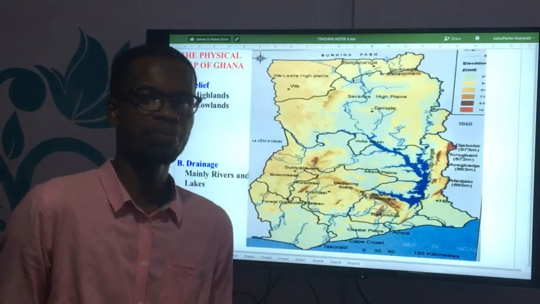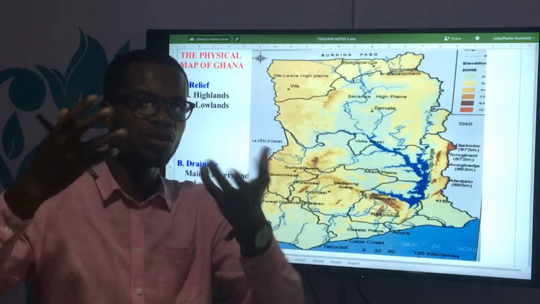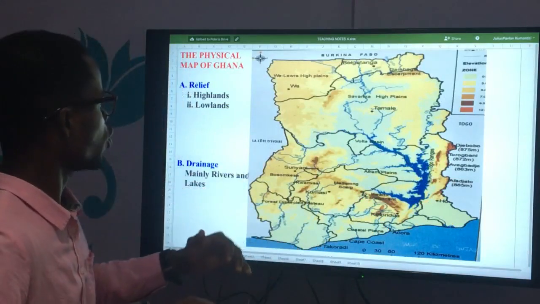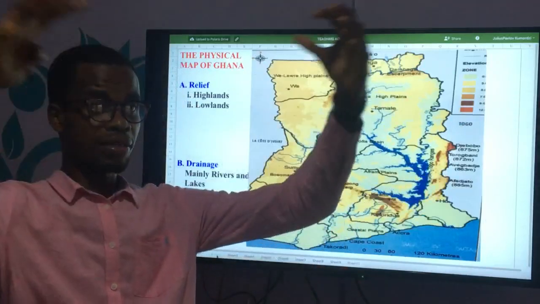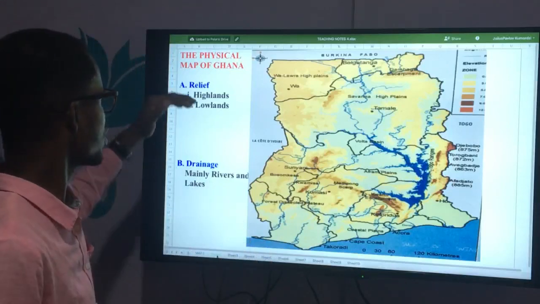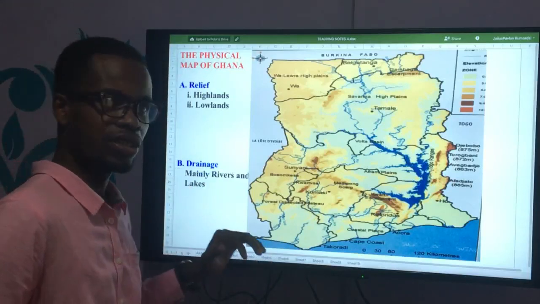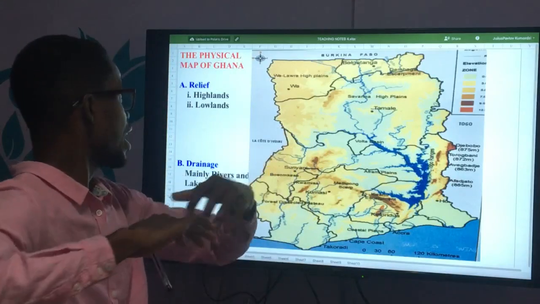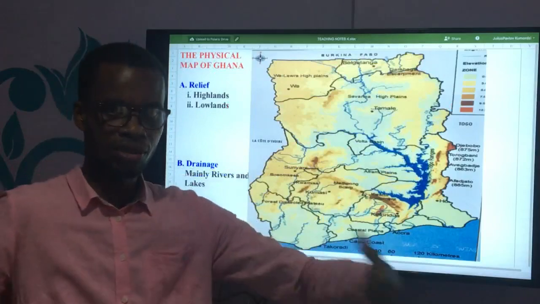the physical map of Ghana. Take note here, I'm going to be saying a lot of things, so make notes out of them. When we mention physical map, it's showing 2 things. I've put them into 2 categories: relief, and then drainage. So the physical map will mainly show the relief and then drainage.